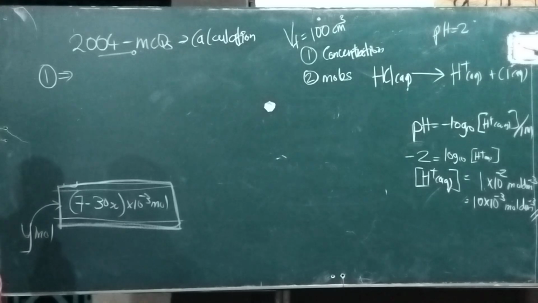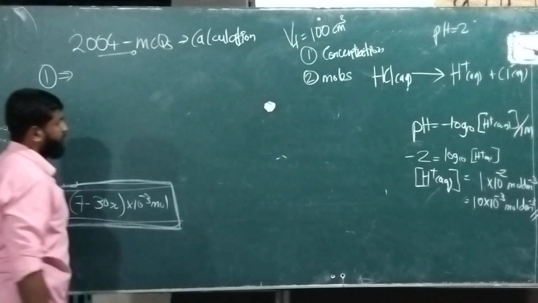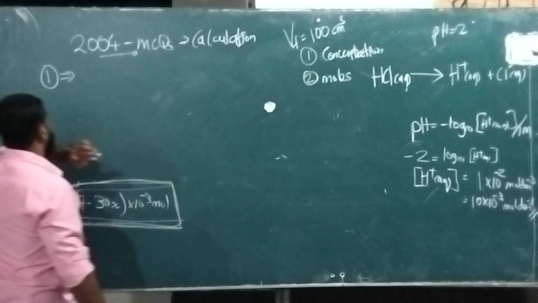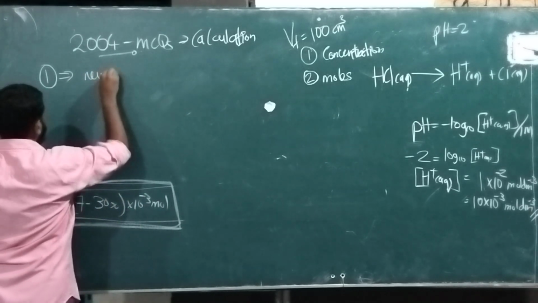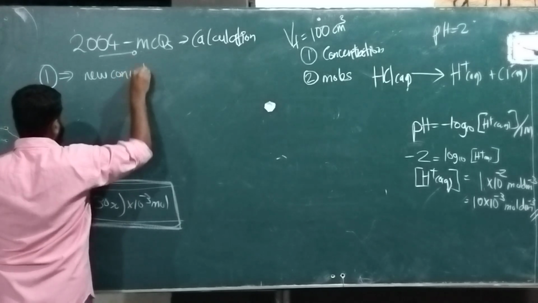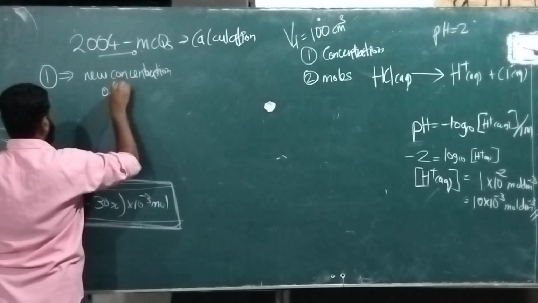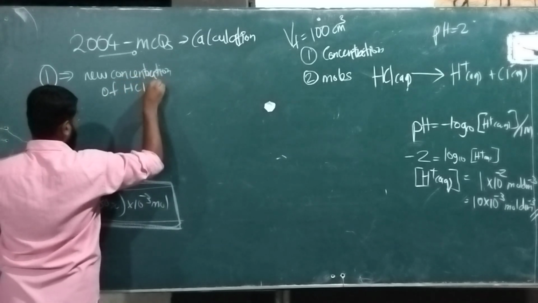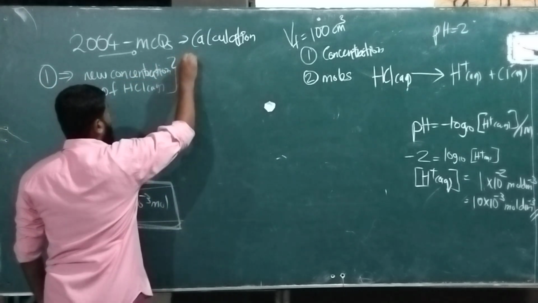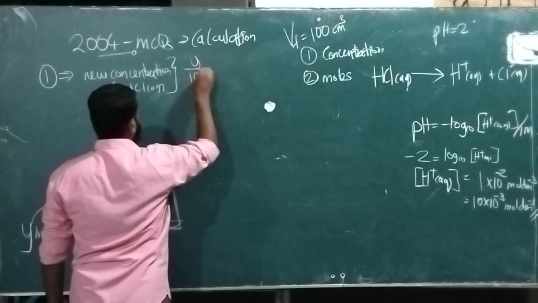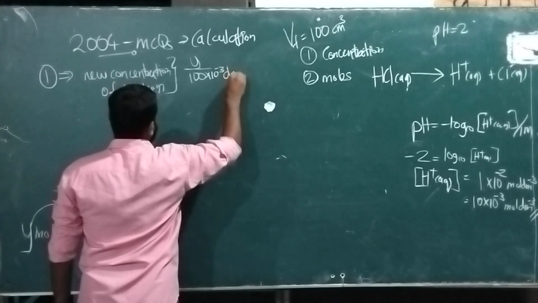In terms of concentration, now we have y, the final volume. The final volume of the system is actually 100. So the new concentration of HCl is equal to y over 100 into 10 to the power minus 3 decimeter cube.